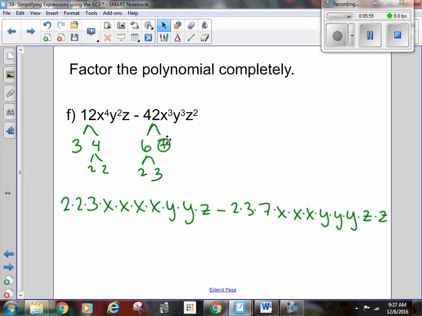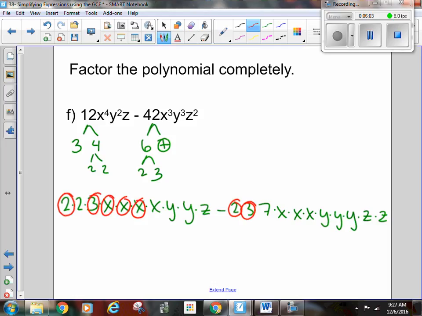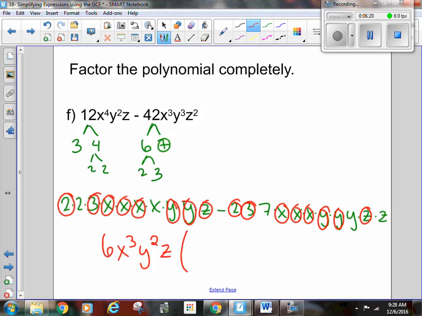Okay, so now I'm going to look through. I have a 2 I can circle out of each of them. I have a 3 I can circle out of each of them. I have 3 x's, 1, 2, 3, 1, 2, 3. I have 2 y's, and I have a z. All right, so 2 times 3, I'm going to have 6. I have x to the third, y squared, and z. That's my greatest common factor.